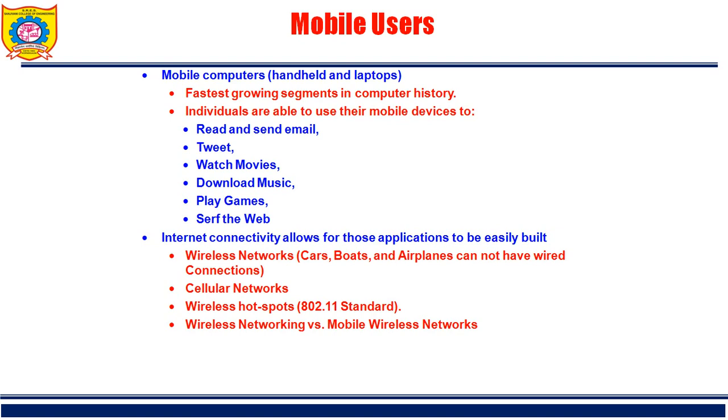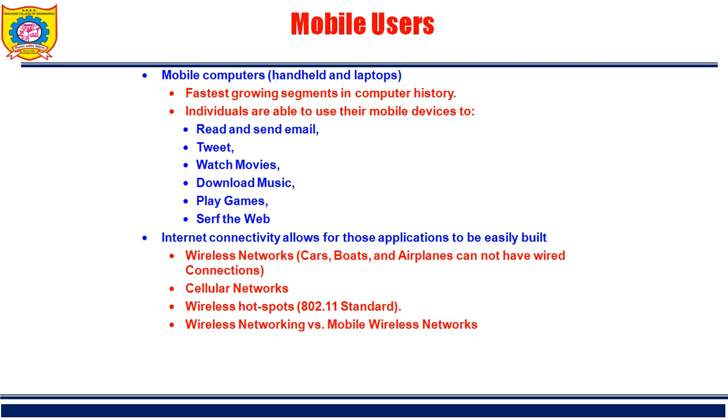Individuals are able to use their mobile devices to work, read and send email, tweet, watch movies, download music, play games, surf the web. So these are the many things that come under that. Then internet connectivity allows for those applications to be easily built on wireless networks. So there is a possibility that your device is a movable device. So your car is moving on the road and communication is still possible. Boats, airplanes do not have a wired connection, but they have a wireless network so they can communicate with each other. Then cellular networks, that is the mobile handset you are using for telecommunication.